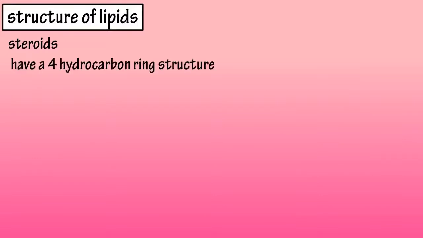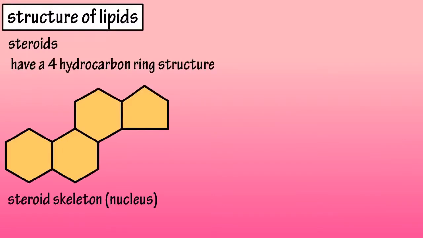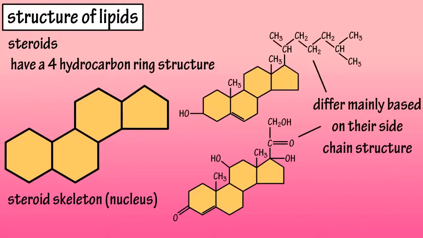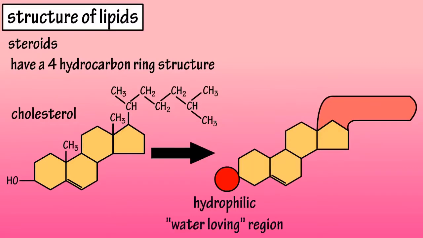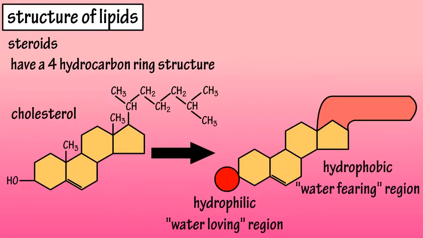Steroids, which are often referred to as sterols, have a 4-hydrocarbon ring, or steroid nucleus, as the foundation of their molecules. Steroids differ based on the side chains extending out from their rings. Cholesterol, whose molecular model is shown here, is an important steroid, as it has a hydrophilic water-loving polar region here at the hydroxyl OH end of the molecule and a hydrophobic water-fearing nonpolar region at its hydrocarbon chain.